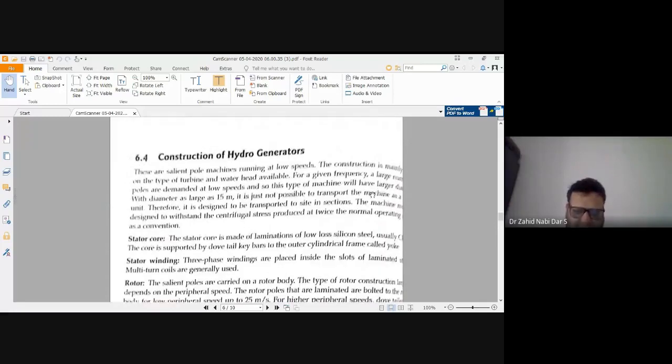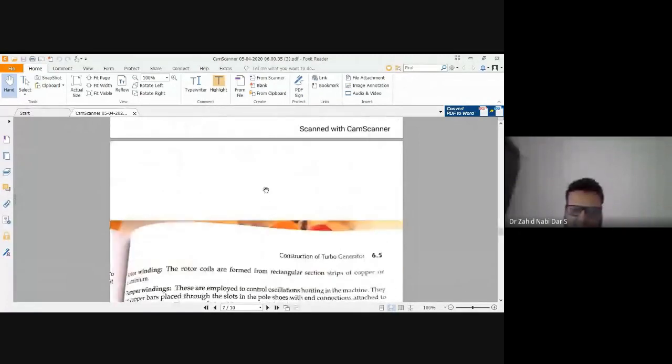Different types of turbines are used for different water heads. The Kaplan and the Francis are for very low head compared to your Pelton, which is for high head. So these types of generators are employed with these types of turbines.